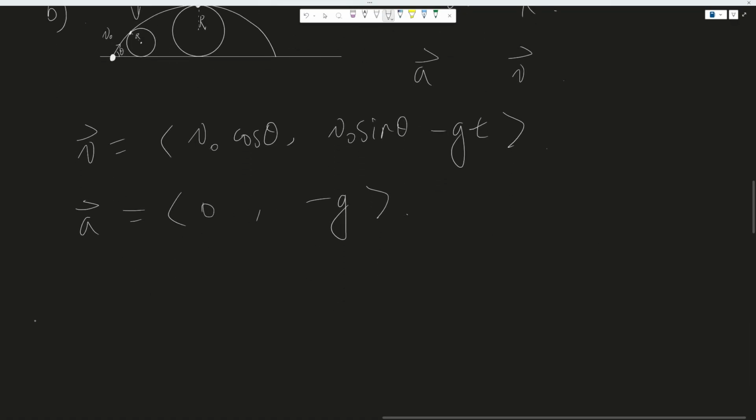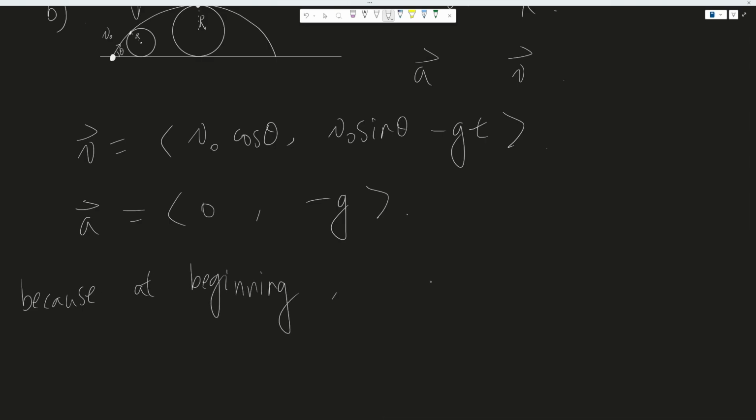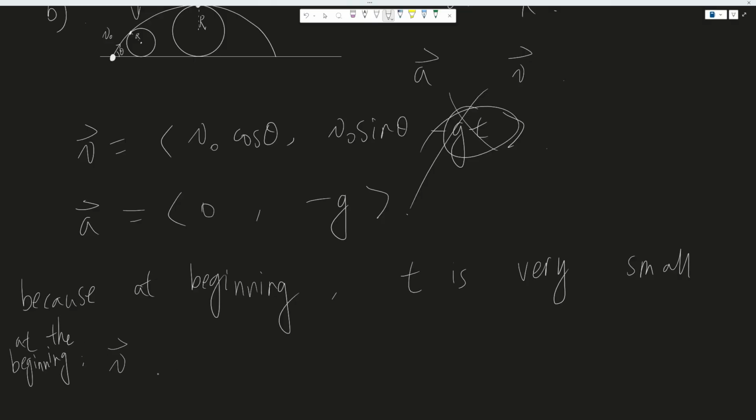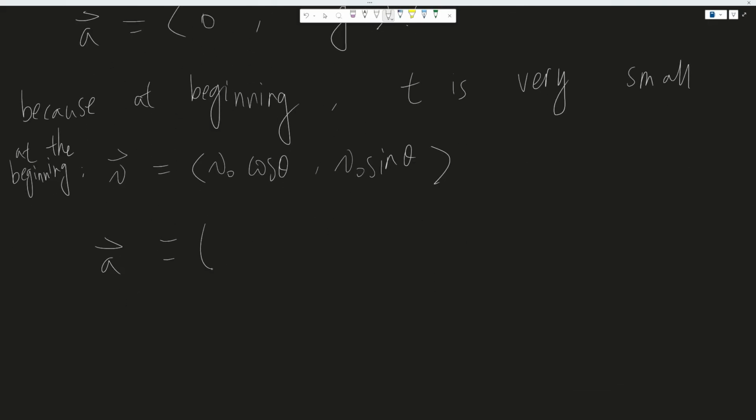And because it is at the beginning, we can say that t is very small. And so this gt term, we can just ignore it. So then v just becomes, at the beginning, v naught cosine theta, comma v naught sine theta. And then acceleration is still the same thing.